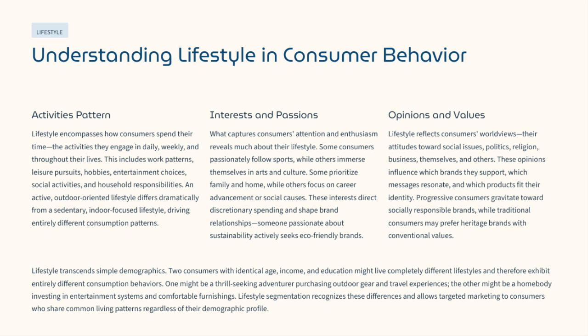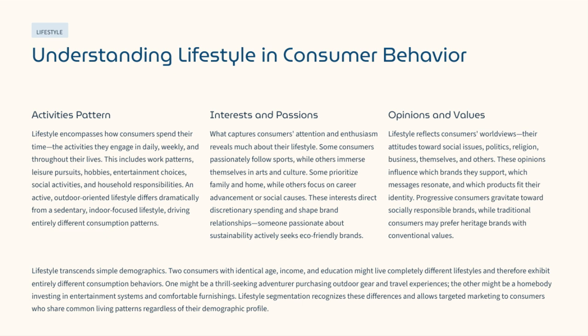Lifestyle also reflects a person's worldview, how they think about social issues, politics, religion, business, and even themselves and others. These opinions shape which brands they support, what messages resonate with them, and the products they see as fitting their identity. For instance, progressive consumers tend to support socially responsible brands, whereas traditional consumers may prefer heritage brands that align with conventional values. What captures consumers' attention and enthusiasm can tell us a lot about their lifestyle.